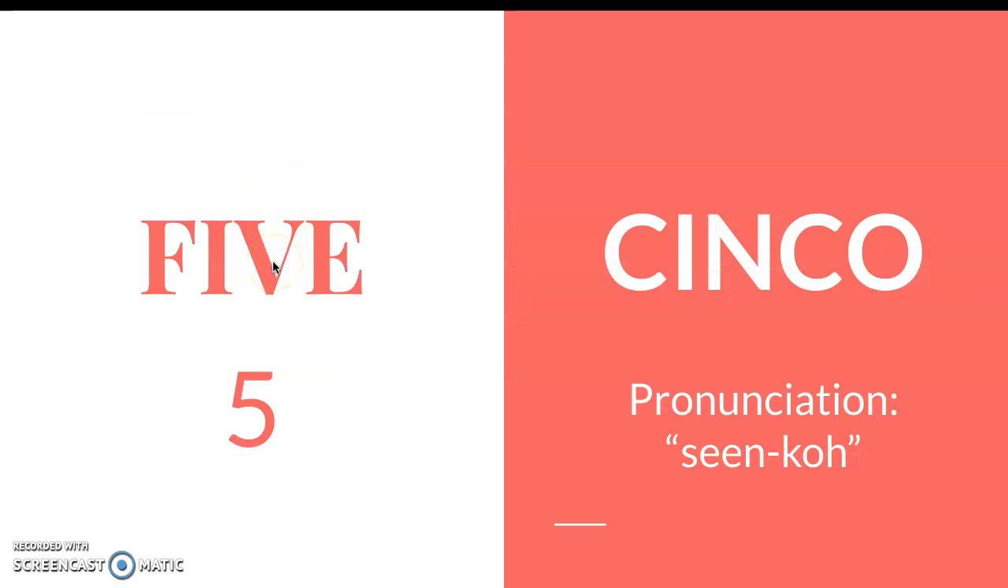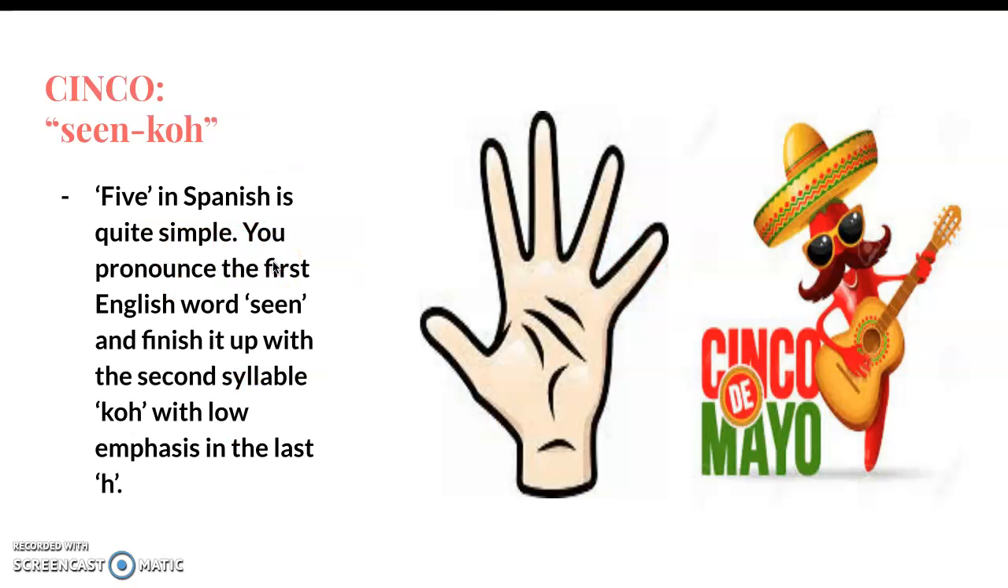Next we have 5, which translates to cinco. 5 in Spanish is quite simple and one of the easier words. It has that first syllable pronunciation of the word seen in English, and then just add the co at the end. Put it all together, you get cinco. And a way that people remember it a lot is from Cinco de Mayo, which is celebrated in Central America, Latin America, and sometimes here in the United States.